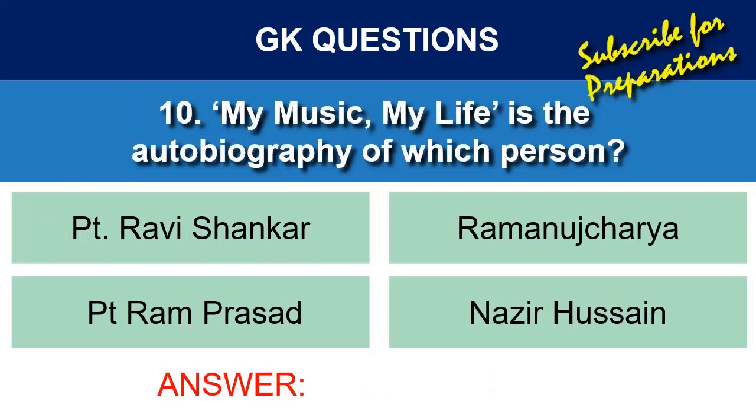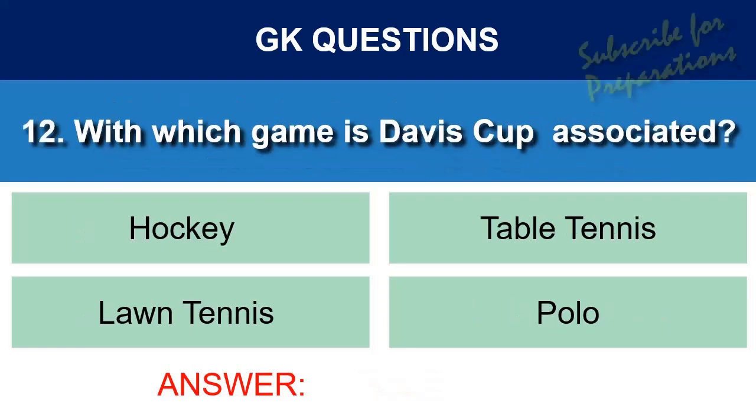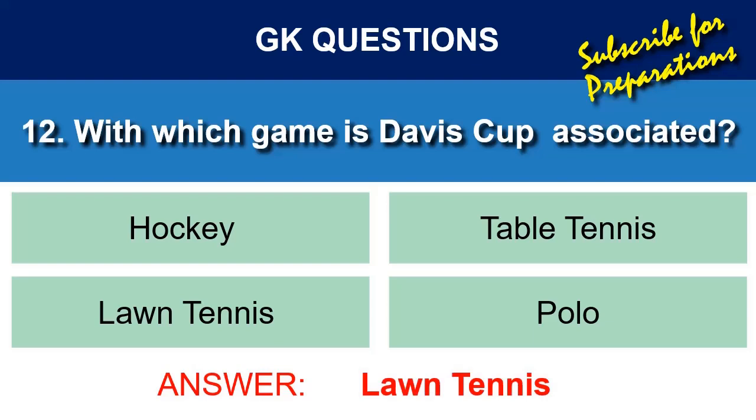My Music, My Life is the autobiography of which person? Pandit Ravi Shankar. Who is the first Indian woman to win an Asian Games gold in 400 meters run? P.T. Usha. With which game is Davis Cup associated? Lawn tennis.